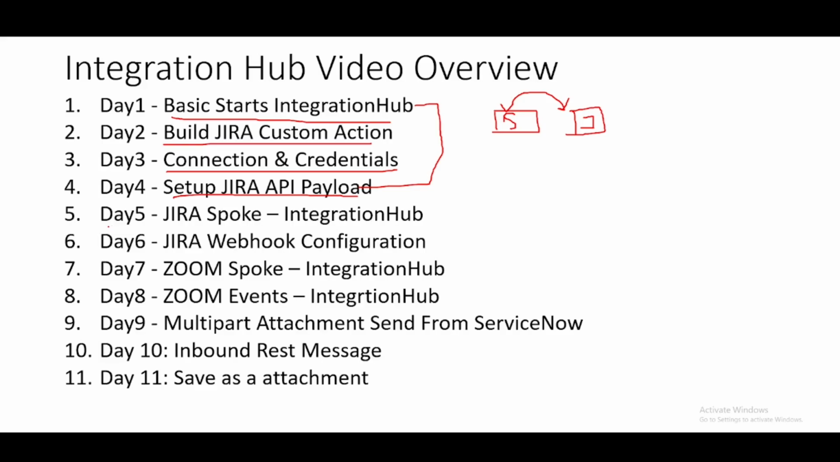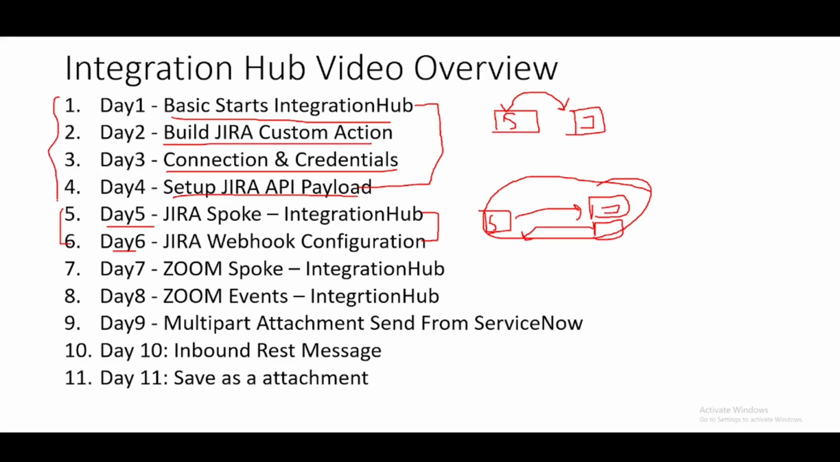After that, on day 5 and day 6, we talked about the out of box Jira Spoke. With the help of the out of box Jira Spoke, we did the same thing, but bi-directionally. From ServiceNow we are able to send the data to the Jira, and from the Jira we are able to send the attached data to the ServiceNow. So we did the bi-directional integration with that out of box spoke. So these 2 are out of box spokes and these 4 are custom.